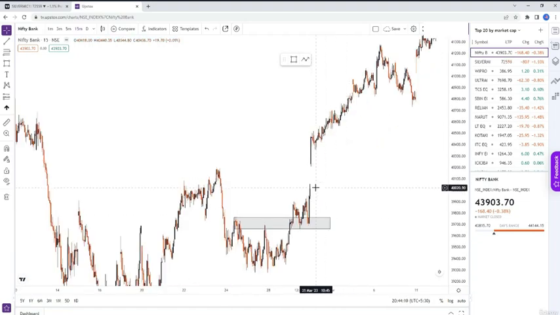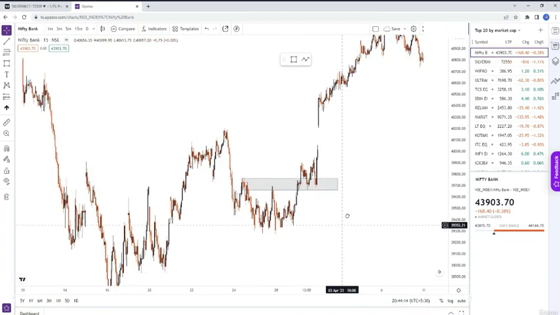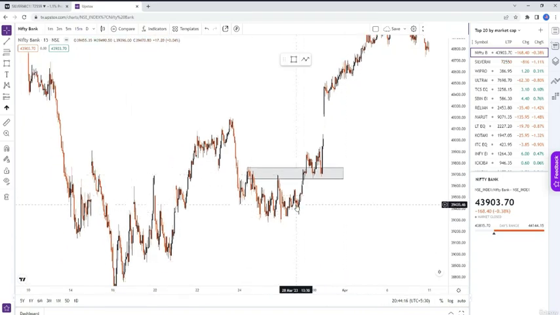This pattern works like magic. This zone works like magic. Most professional traders use this pattern. And believe me, some trainers are charging more than $2,000 or $3,000 for these things.